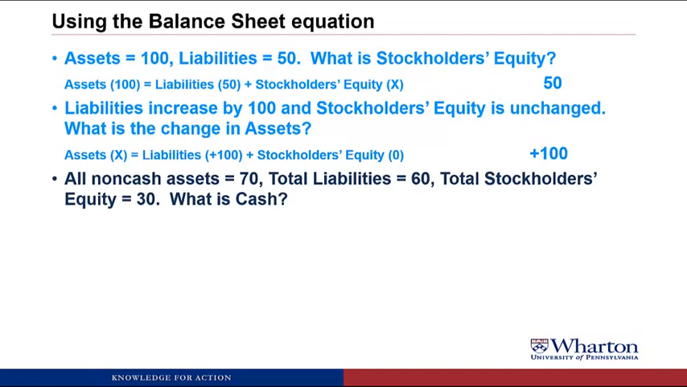Next, all non-cash assets are 70. Total liabilities are 60. Total stockholders' equity is 30. What is cash?